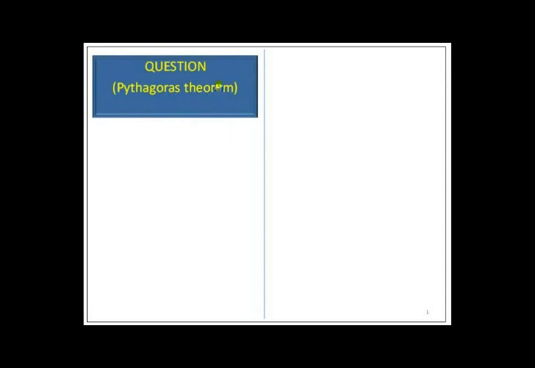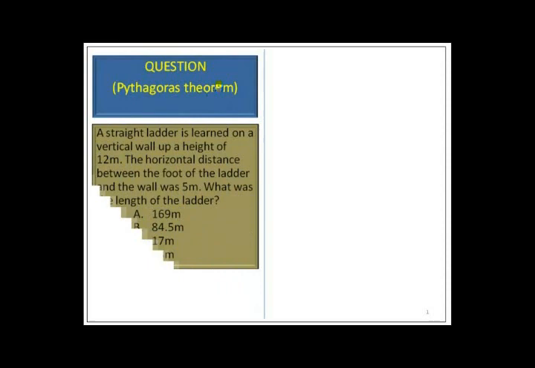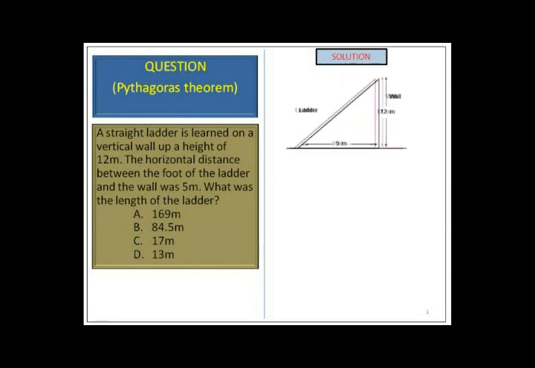Pythagoras theorem. A straight ladder is leaned on a vertical wall up a height of 12 meters. The horizontal distance between the foot of the ladder and the wall was 5 meters. What was the length of the ladder? This problem will help us to remember how to calculate a sum using Pythagoras theorem. Let us look at the solution of this problem.